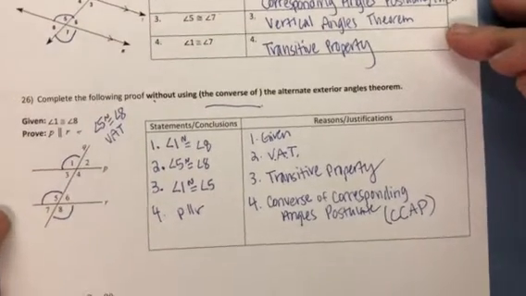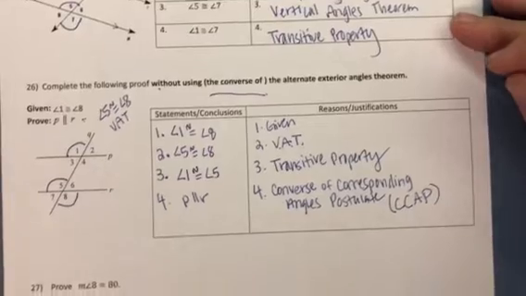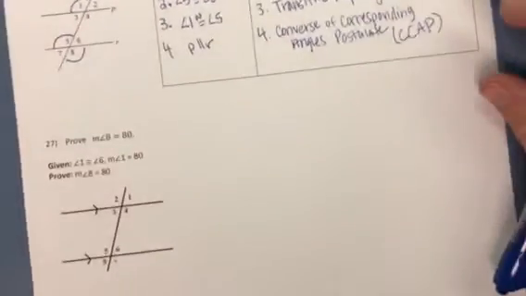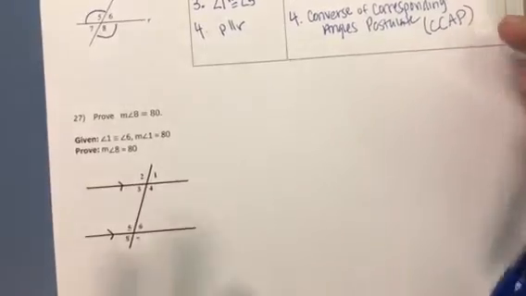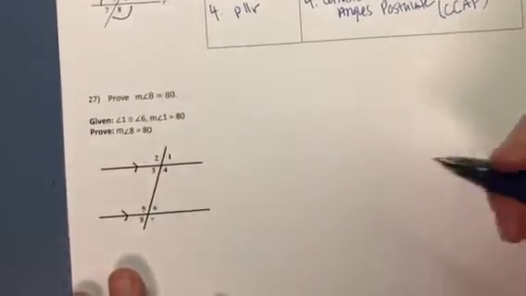And I could abbreviate that CCAP, the converse. All right, we got one more on this page, and I think I'm going to try to do that last proof on this page also. Number 27, prove that the measure of angle 8 equals 80, given that 1 is congruent to 6.